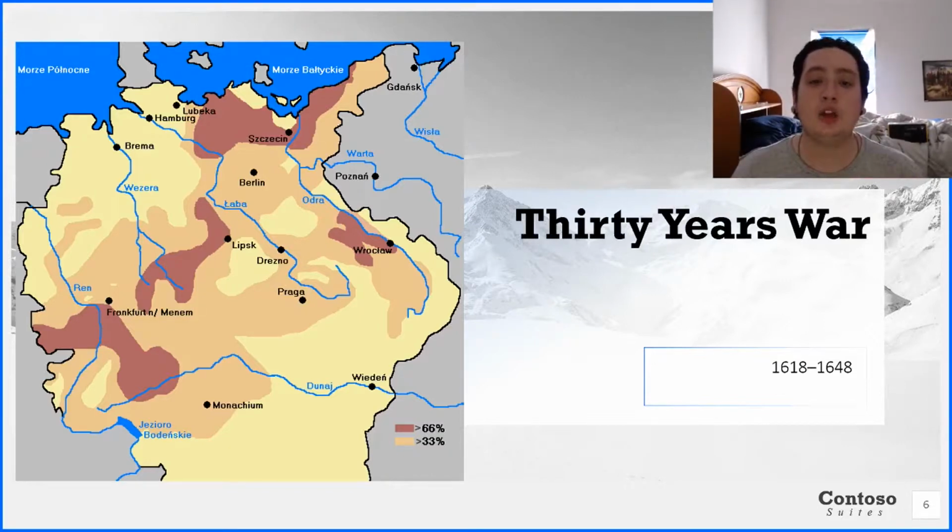The immediate occasion for the war was the uprising of the Protestant nobility of Bohemia against the emperor. But the conflict was widened into a European war by the intervention of King Christian IV of Denmark, Gustavus Adolphus of Sweden, and the French under Cardinal Richelieu.